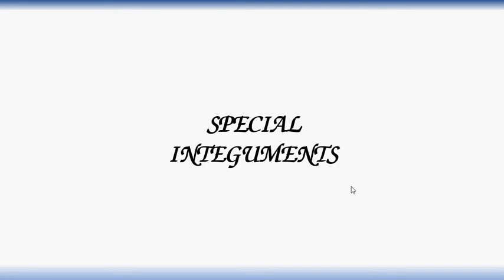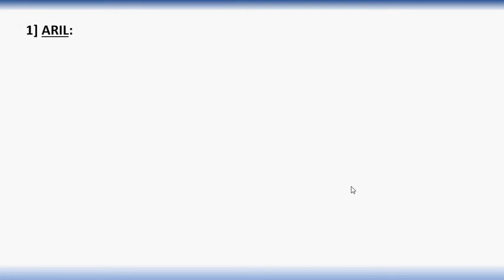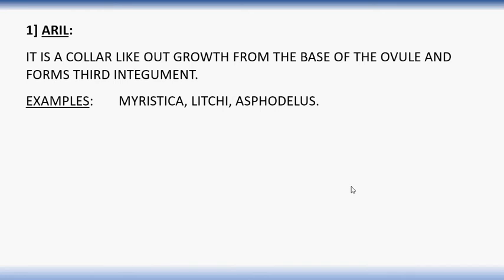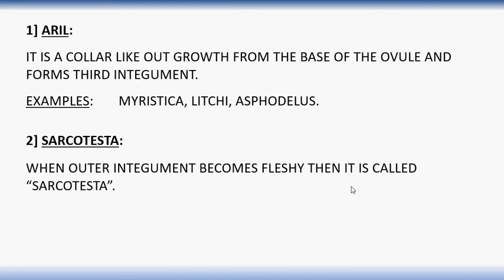Special integuments. Aril: it is a collar-like outgrowth from the base of the ovule and forms the third integument. Examples: Myristica, Litchi, Asphodelus. Sarcotesta: when the outer integument becomes fleshy, it is called sarcotesta. Example: Magnolia.